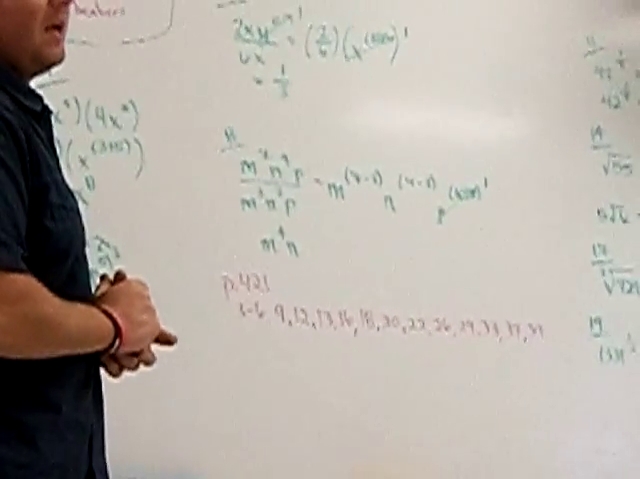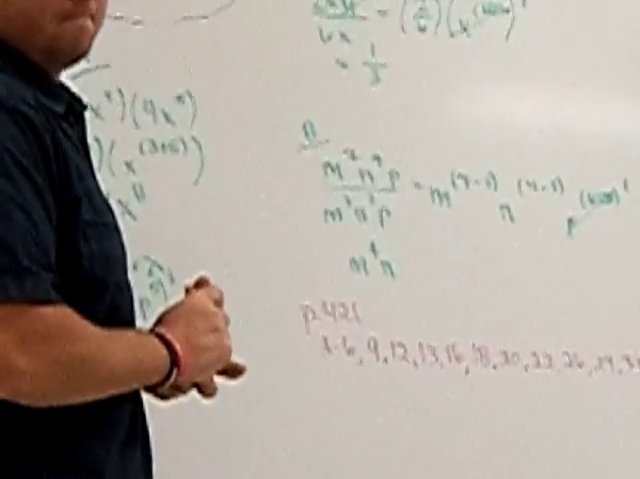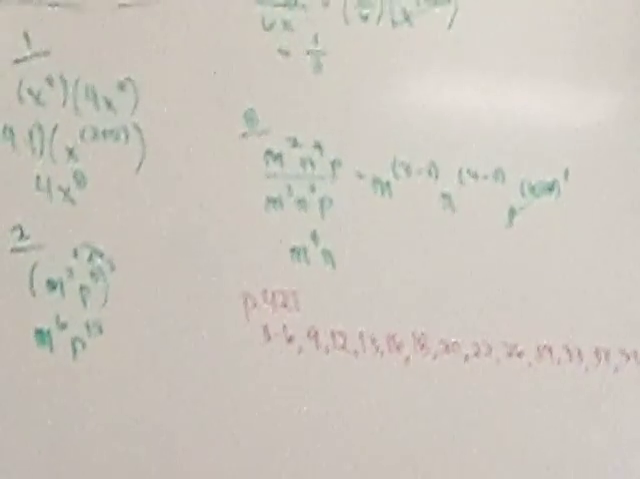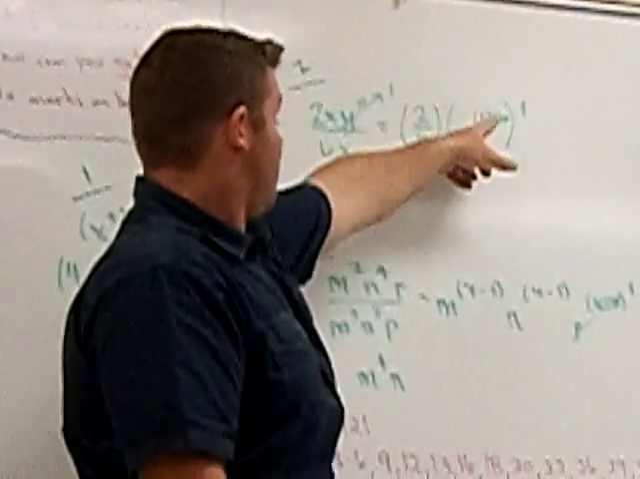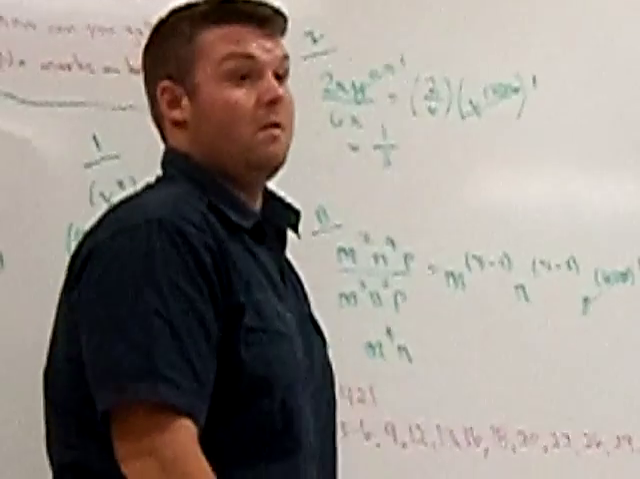Questions on 7 or 8? What is that in the 36 beside 26? No, it's on 7. x to the 1 minus 1.